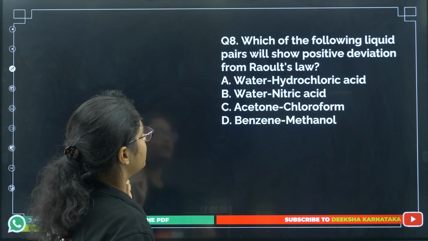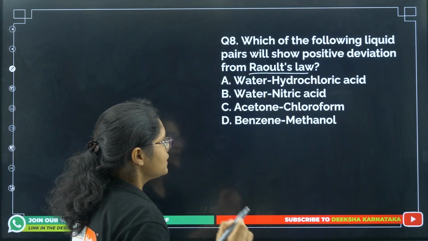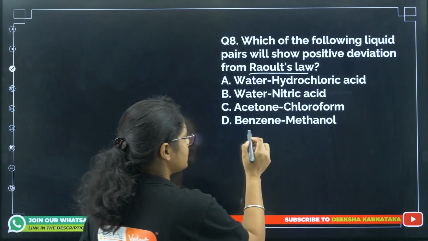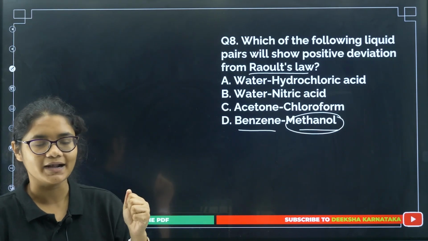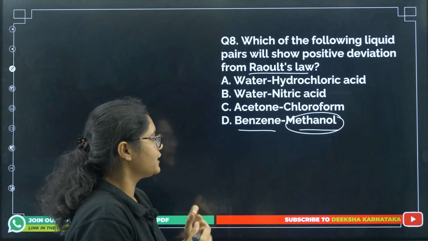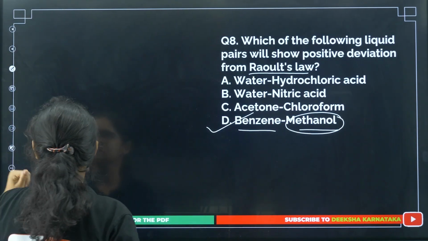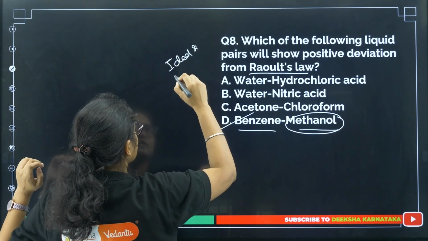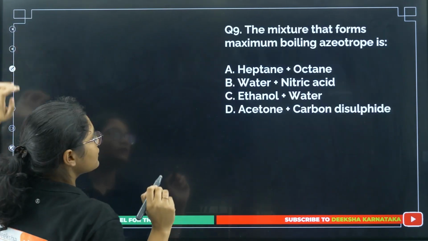Which of the following liquid pairs will show a positive deviation from the Raoult's law? Positive deviation means the attraction should become weak, right? If you see benzene and methanol, methanol has very strong hydrogen bonding, but once you put benzene in that, this hydrogen bonding is disrupted. So the interactions become weaker. So the correct answer for this question will be option number D. Okay, very simple. Next, move to the next question. Again, this question is also from your ideal and non-ideal solutions. Okay, now coming to the next one.